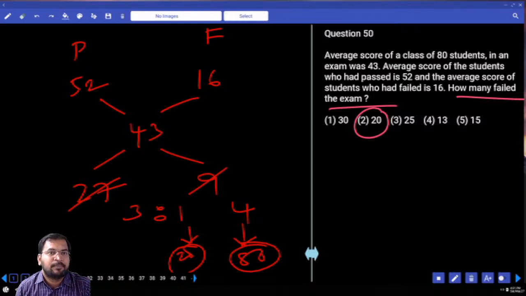Are you clear? Mixtures. Passed students' average marks are 52. Failed students' average marks are 16. Entire class was 43.